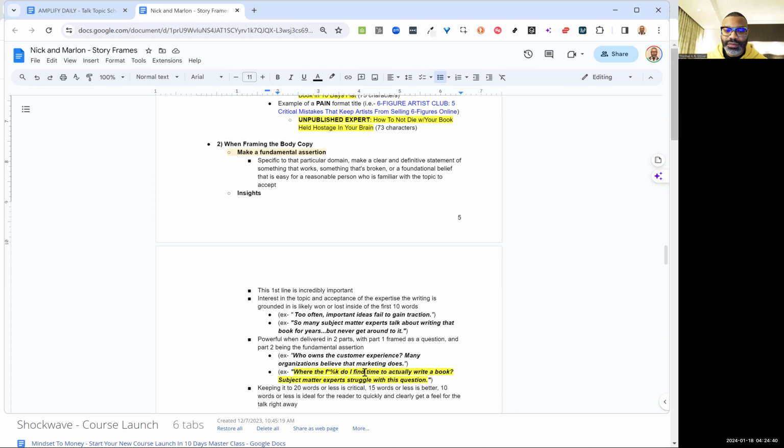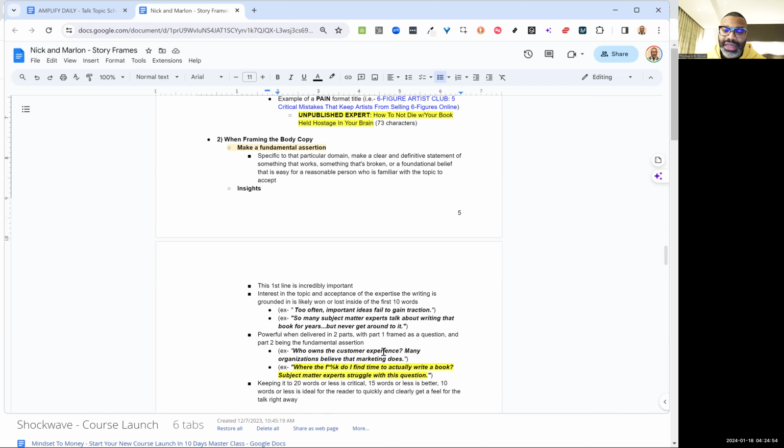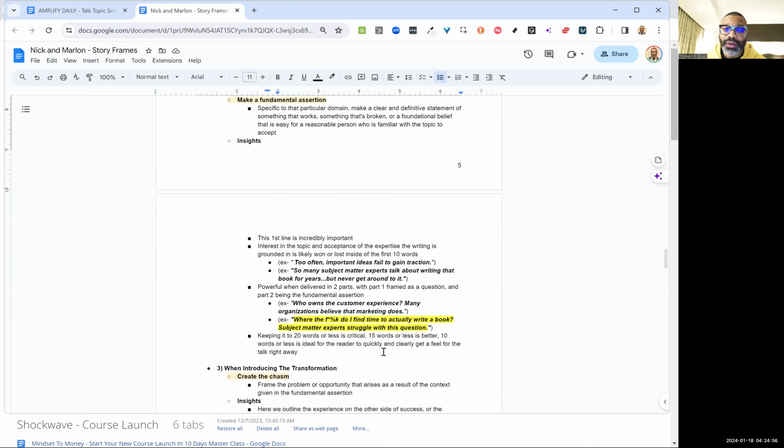Fundamental assertion. Now we want to keep this to 20 words or less. It's really, really critical for a fundamental assertion. 15 words or less is better. If we can do it in 10 words or less, that is absolutely ideal for the reader to quickly and clearly get a feel for the talk right away.